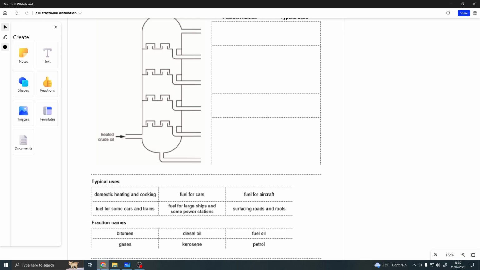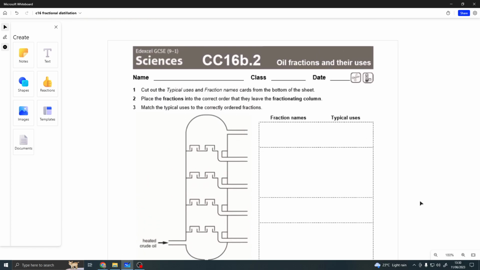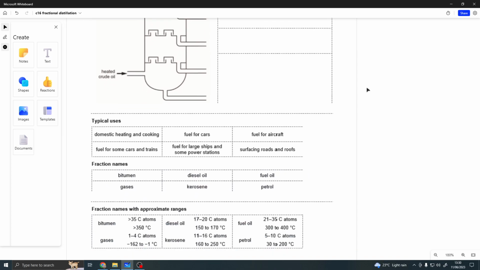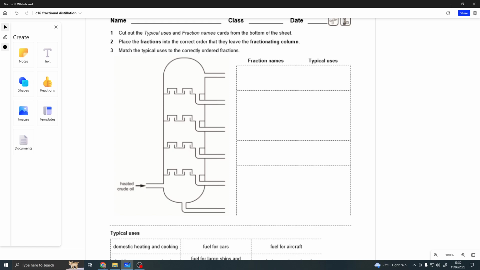Hey, here we go. A little bit more hydrocarbon stuff. Today we're going to look at fractional distillation. This worksheet involves doing a little bit of cutting out. We've got fraction names, fractions with approximate ranges, and typical uses. However, what we are going to do today is obviously not cut them out, for reasons.